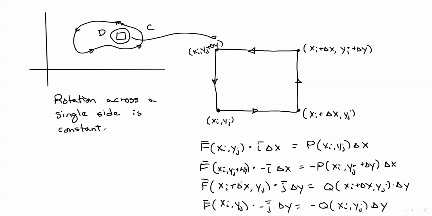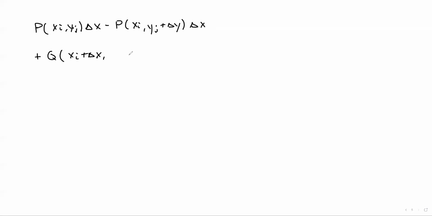When we add them up, I'm not going to add up the left-hand side because that's not actually that useful. We're going to add up the right-hand sides here. All right, so when we add those up, what are we going to get? We're going to get p of (x sub i, y sub j) change in x, minus p of (x sub i, y sub j plus change in y) change in x, plus q of (x sub i plus change in x, y sub j) change in y, minus q of (x sub i, y sub j) change in y.